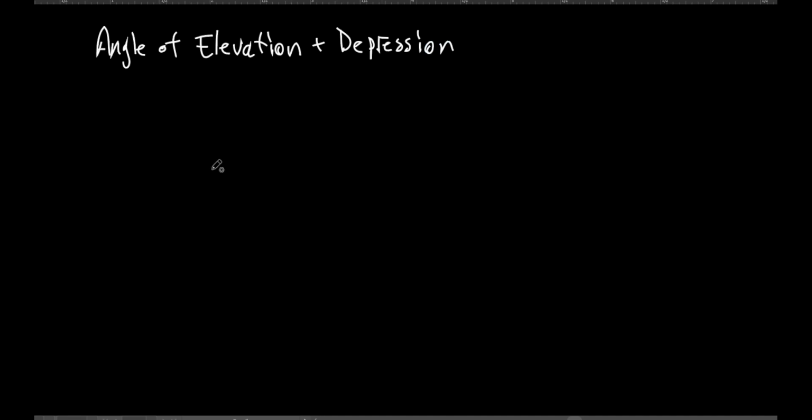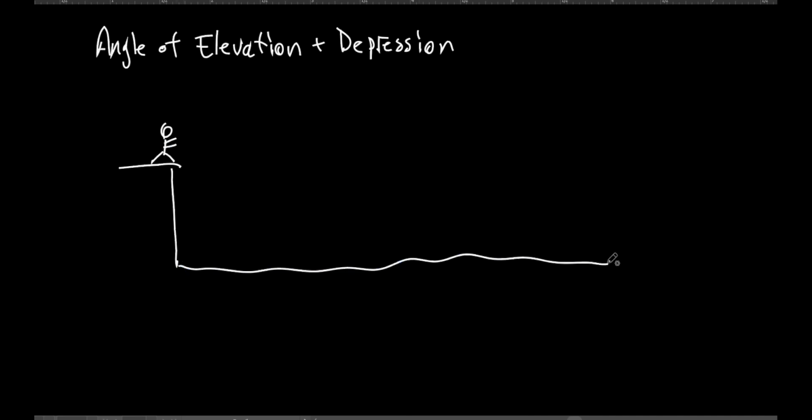So here's the situation. I'll just hand draw this for you. Let's say you're on a cliff. There's the cliff right there, and this is the top of the cliff. There's you. You're not jumping, you're just looking. And let's say this is a lake or an ocean or a river, and you see a boat. Here's my boat, and we'll make it a sailboat. So there's an angle that we're looking at.